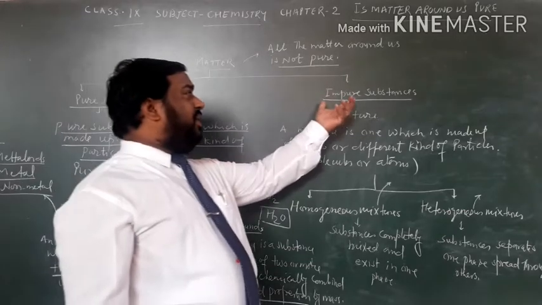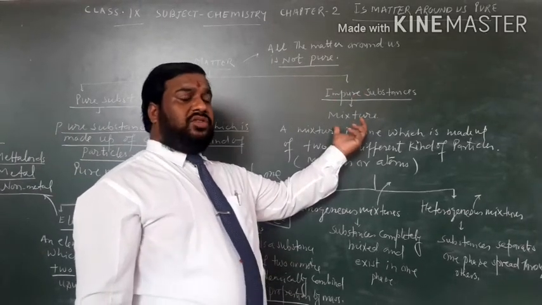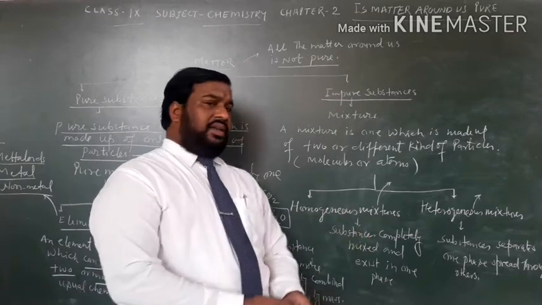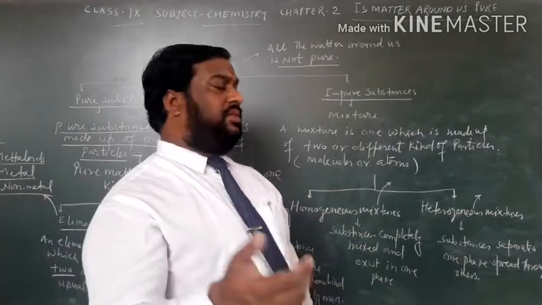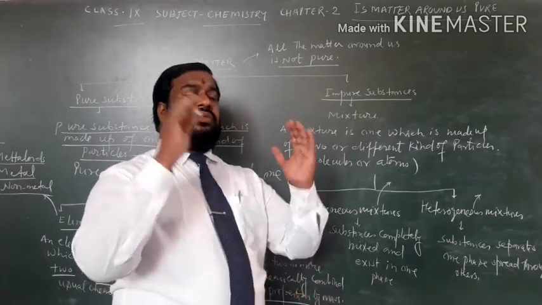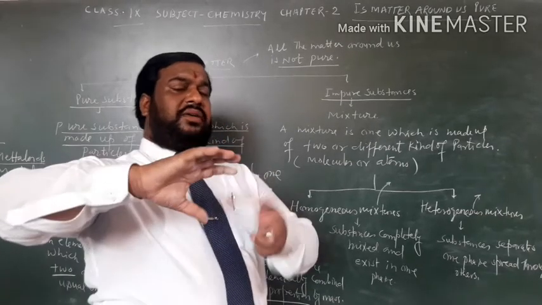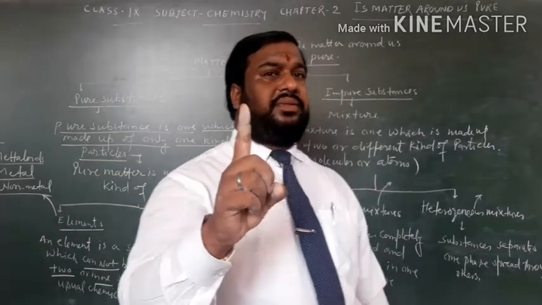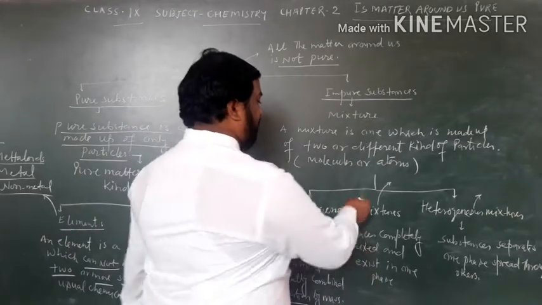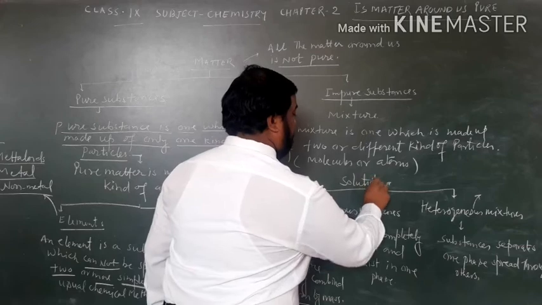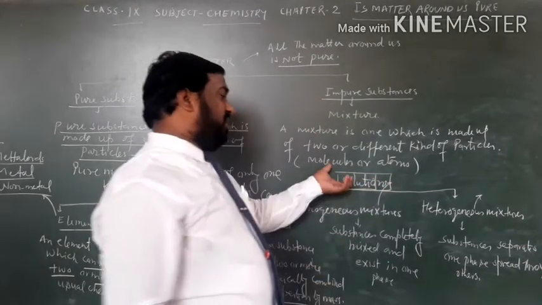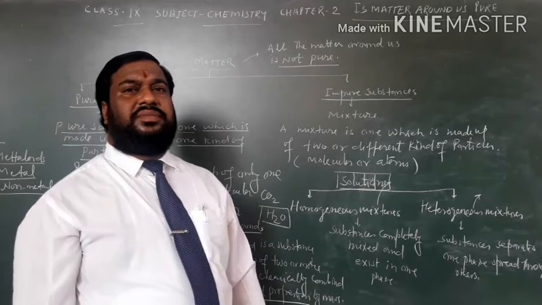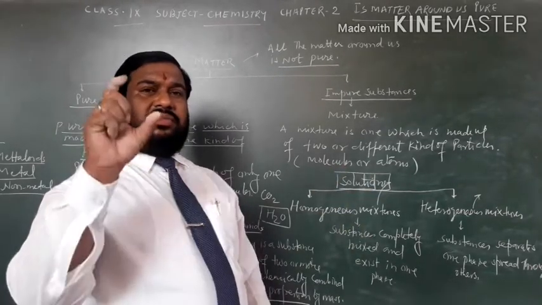Next, you know very well, impure substance is a mixture. Mixtures are homogeneous or heterogeneous. In a homogeneous mixture, the substances are completely mixed and exist in one phase or one state. For example, solutions. Sugar solution and salt solution are both homogeneous in nature.